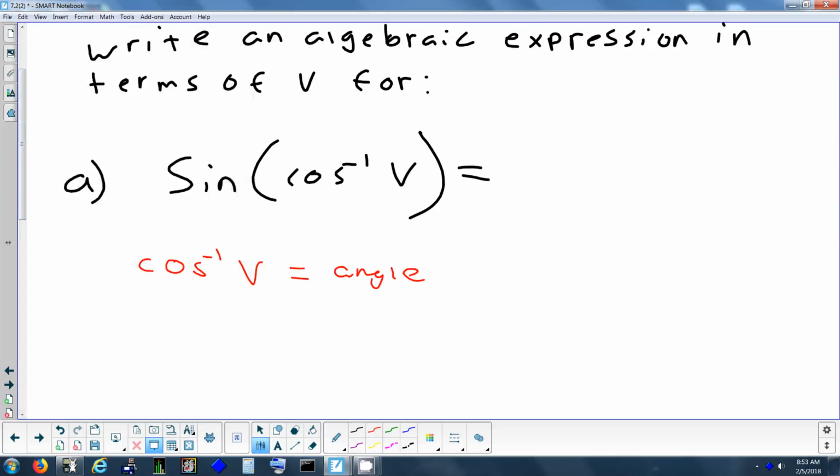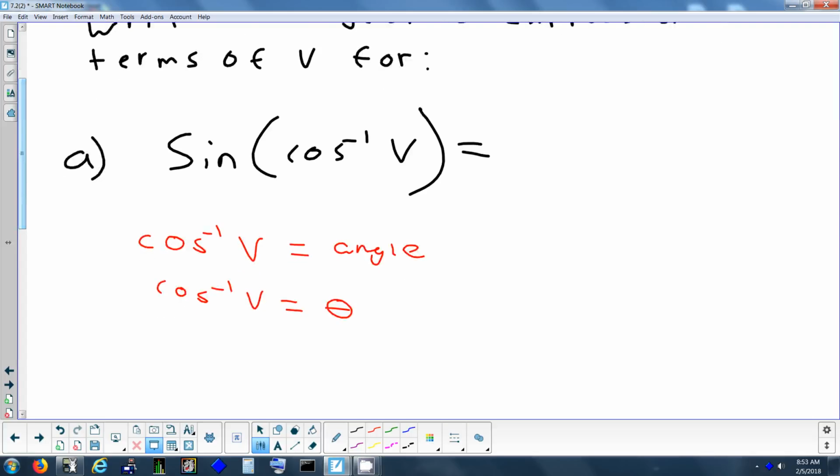So this thing represents an angle, and we usually use a Greek letter to represent an angle. So for now, I'm going to say if you take the inverse cosine of v, you're going to get an angle. I don't know what it will be, but I'll just call it theta. Any questions on that first step? I'm not going to write this every time. I just wrote it the first time so you could see.